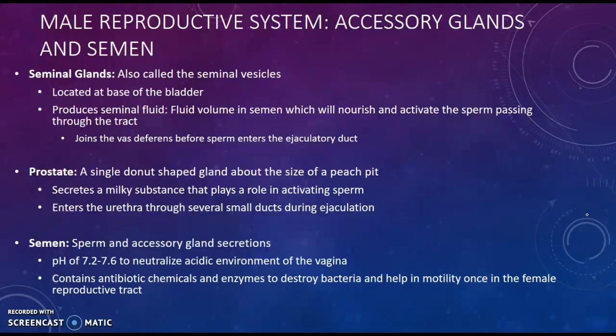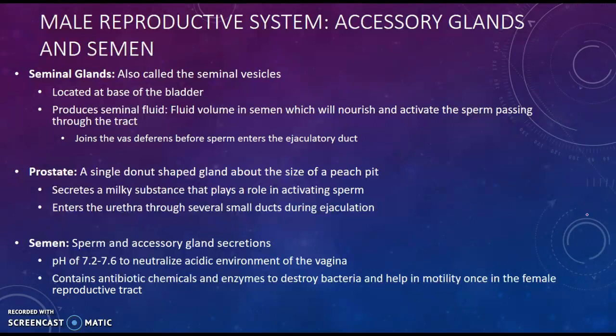And then your prostate gland is a donut-shaped gland the size of a peach pit. Once again, this secretes some hormones and different substances that activate sperm, and it enters into the urethra through small ducts during ejaculation. So it's really important to understand that sperm is just your sperm, but semen is sperm plus all of these secretions coming from the seminal vesicles and the prostate.